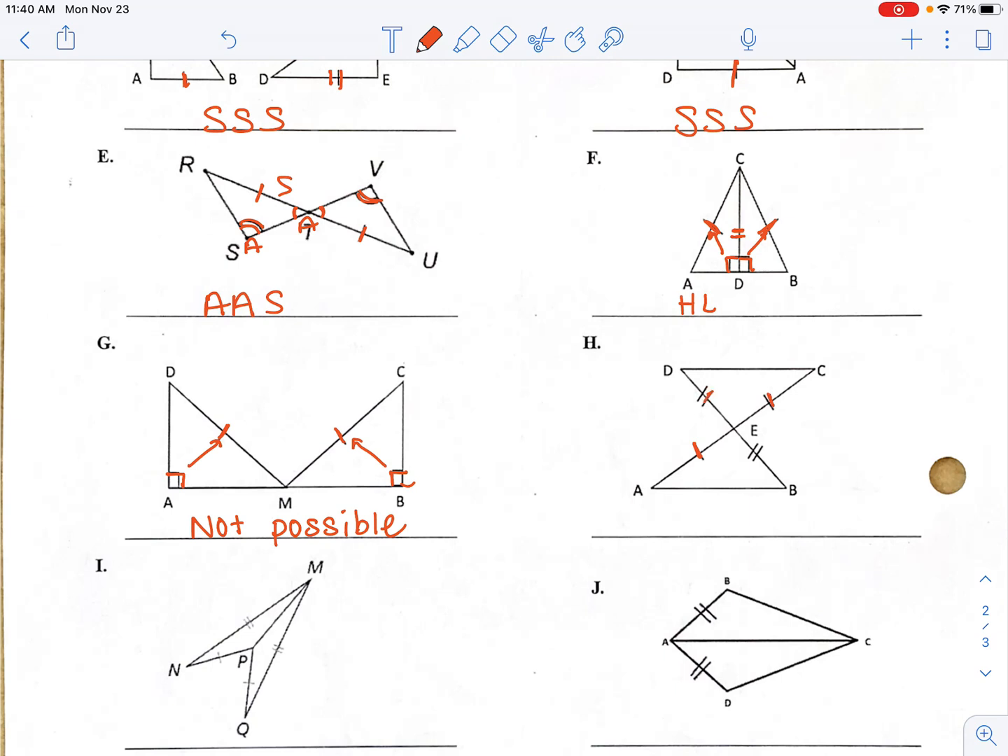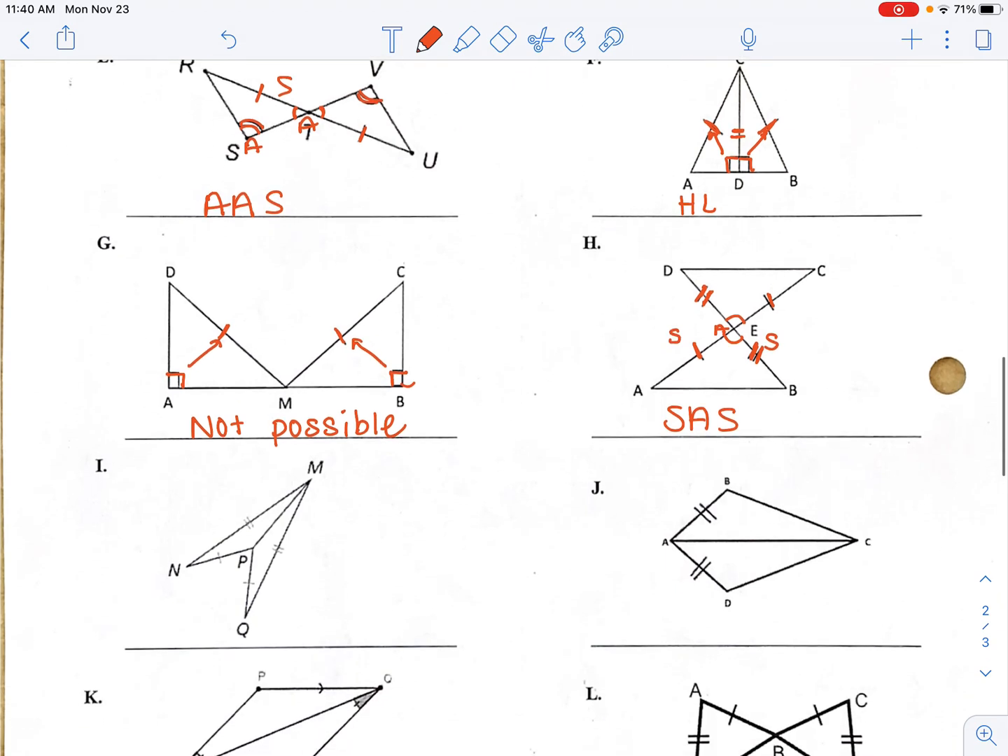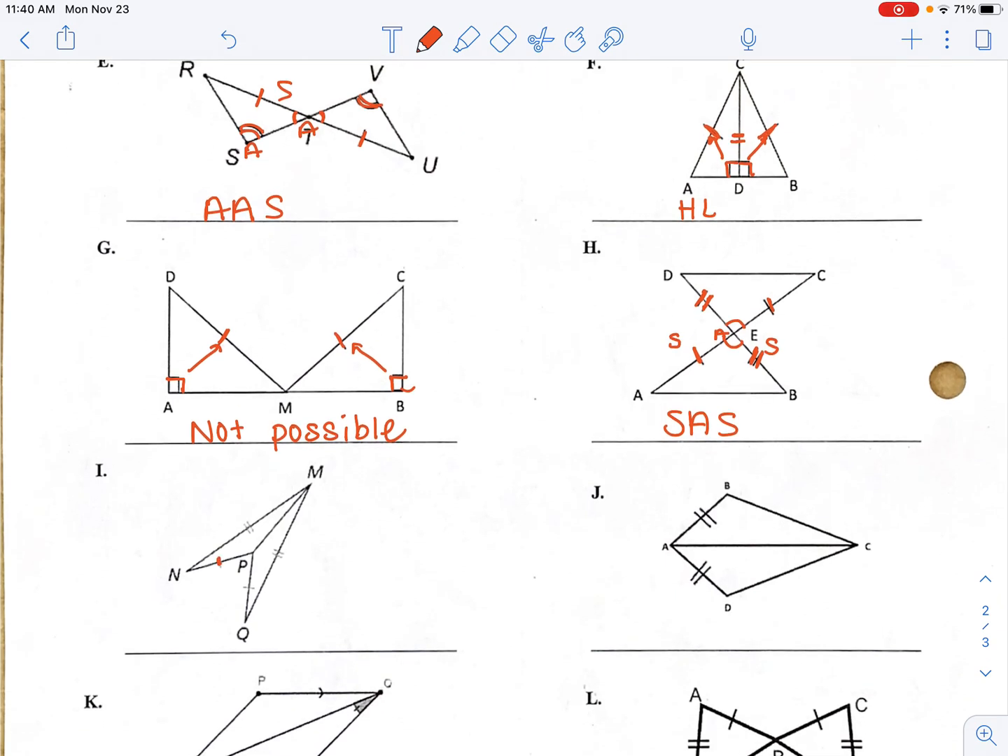For H, we've got a single tick mark, a single tick mark. So we've got a side and a side. We have 2 tick marks, so side again. I think we can make an additional marking. We can mark that these 2 angles are going to be the same because of vertical angles. So if I look at this first triangle, I've got side, angle, side. So I would say this is side, angle, side. That's one of our shortcuts.